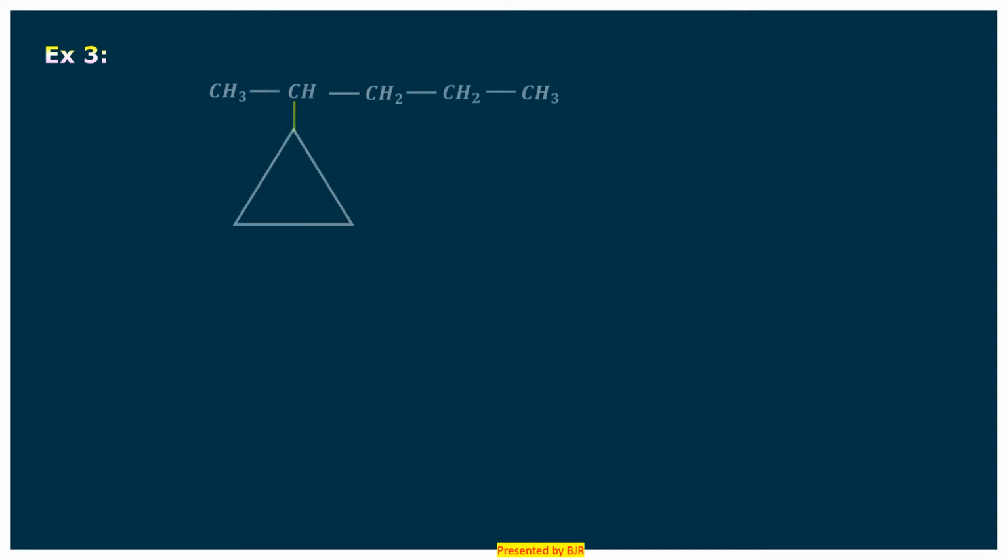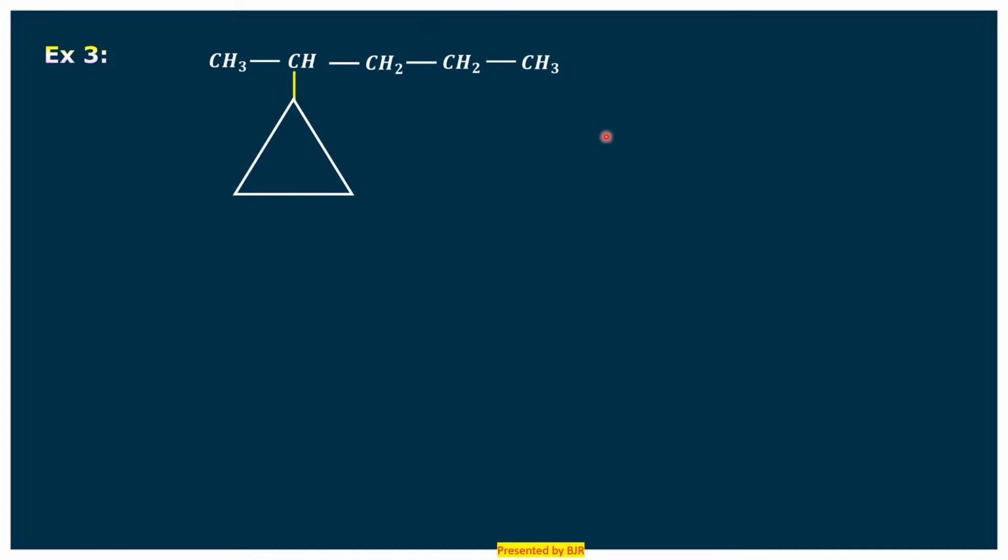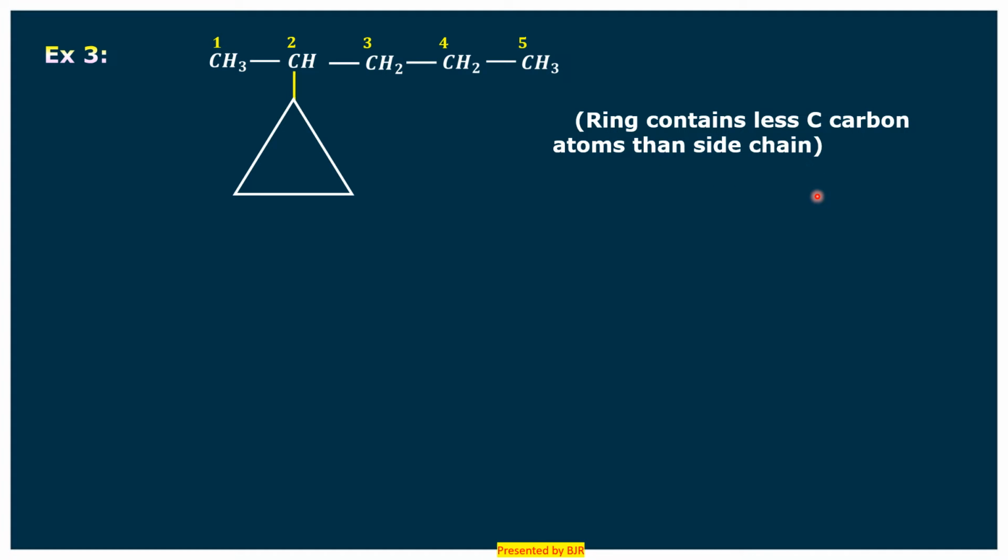Next, example 3. This is an organic compound to which we have to provide the IUPAC name. The ring contains 3 carbon atoms, whereas the side chain attached to the ring contains 5 carbon atoms: 1, 2, 3, 4, 5. In this case, the ring contains fewer carbon atoms than the side chain. At that time, we have to consider this ring as the substituent.